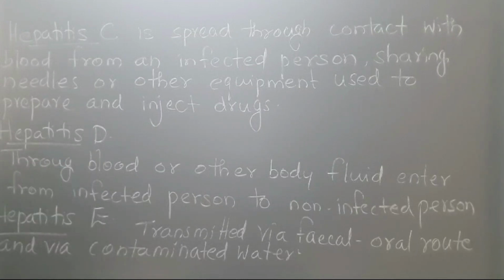Let's see how hepatitis C is transmitted. Hepatitis C is spread through contact with the blood from an infected person, sharing needles or other equipment used to prepare and inject drugs. Hepatitis D spreads through blood or other body fluid entering from an infected person to a non-infected person. Hepatitis E is transmitted via the fecal oral route and via contaminated water.